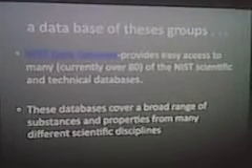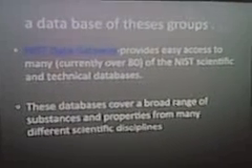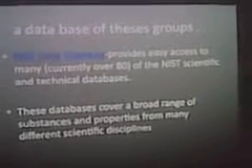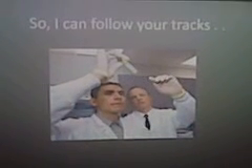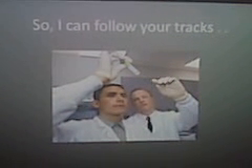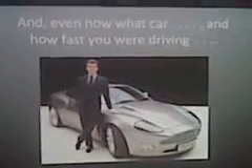The NIST Data Gateway provides easy access to many, currently over 80, of the NIST scientific and technical databases. These databases cover a broad range of substances and properties from many different scientific disciplines. Like a photo album, I can use the NIST database to follow your tracks and even know what car and how fast you were driving by the material you left behind.